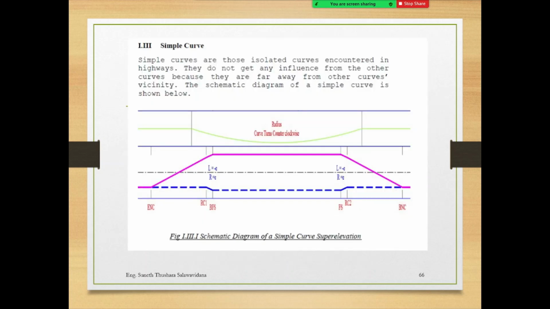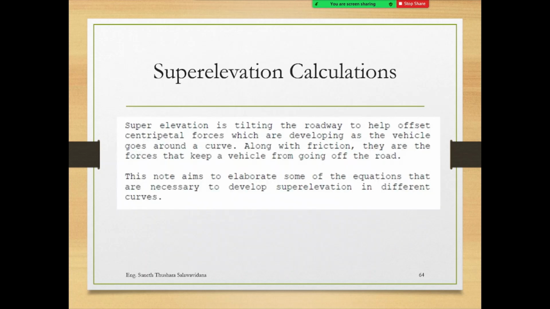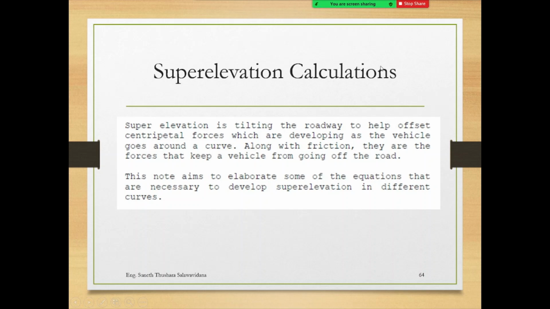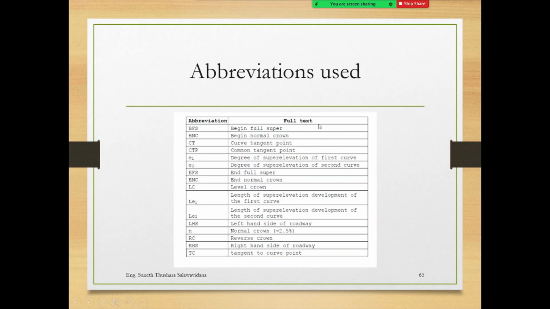Here, yeah, there is a method to calculate. Superelevation, now you know we'll go to superelevation calculation. Superelevation is tilting the roadway to help offset centripetal forces which are developing as the vehicle goes around a curve along with friction, right? They are the forces that keep a vehicle from going off the road. This note aims to elaborate some of the equations that are necessary to develop superelevation in different curves. So please understand what are these things.